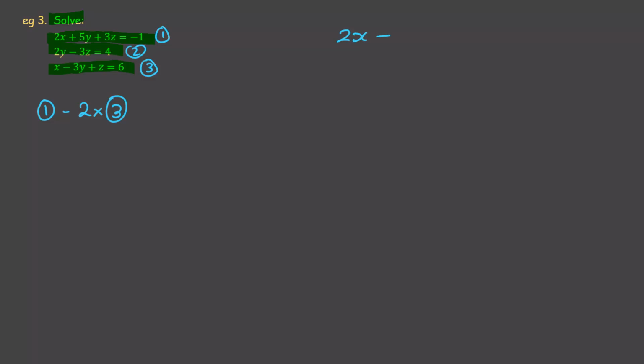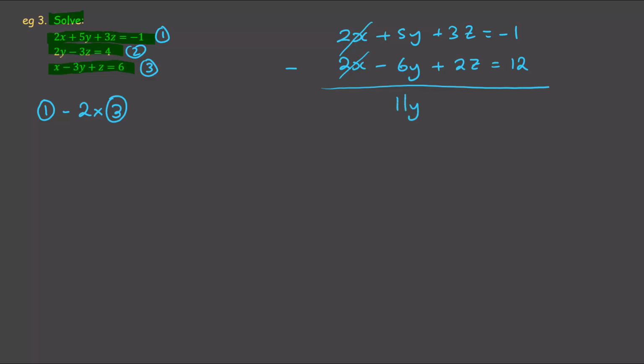So what we're doing here is 2x + 5y + 3z = -1, and we're going to take away from that 2 lots of 3, which is 2x - 6y + 2z = 12. If we do that subtraction, the x's will go, which was the whole point. Then you've got 5y take away negative 6y, which gives us 11y. 3z take away 2z gives us a single z. And then negative 1 take away 12 is negative 13.